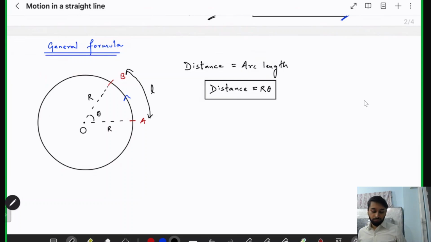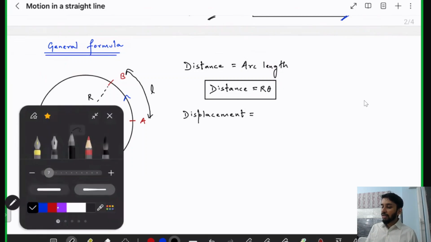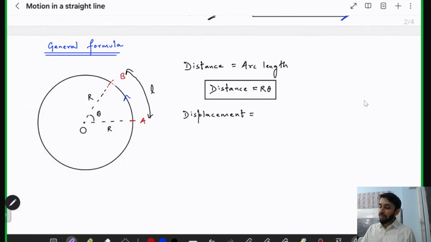Now let us see displacement. So this is distance, r into angle in radian. Displacement is the shortest distance between initial and final position. So if I draw a line joining point A and B, then the length of this line will become displacement, right? So now how to find displacement? We have to do a little bit of analysis here. We need to figure out the length of this purple line.